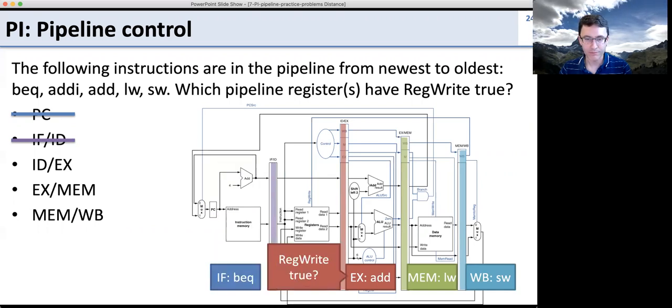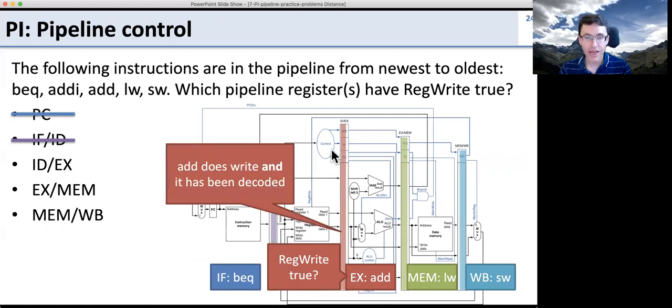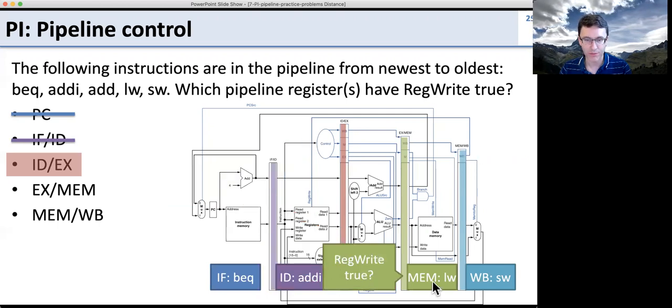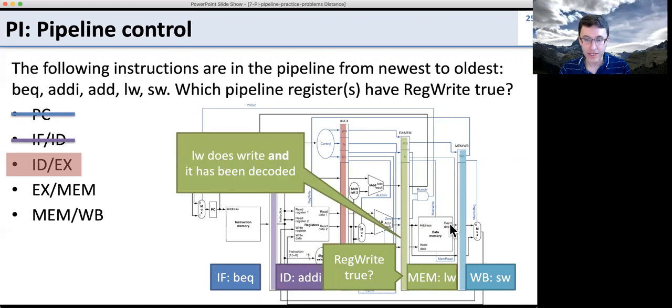How about add? Does add write back to the register file? Yes, it does, and it's been decoded. So this means that the write back bit here will be set true, so that when this instruction makes its way all the way to the end, it will write to the register file. How about load word? Is reg write true for load word? Yes, it does. When you load something from data, you're going to write it into the register file, so this will have write back set.